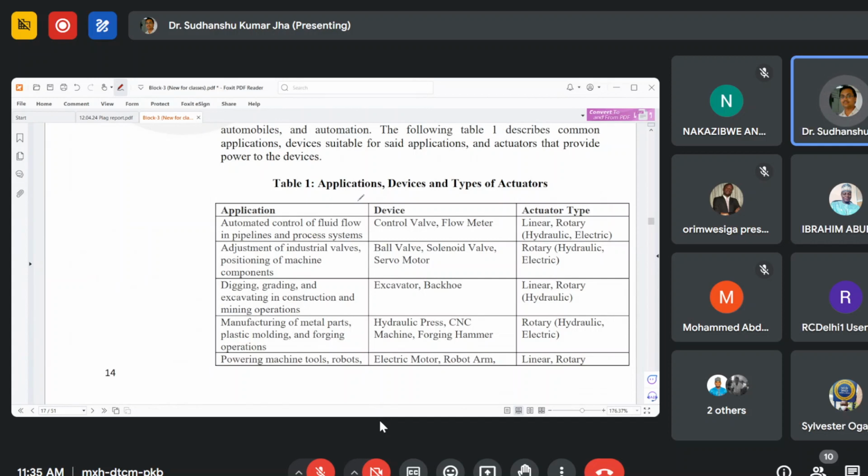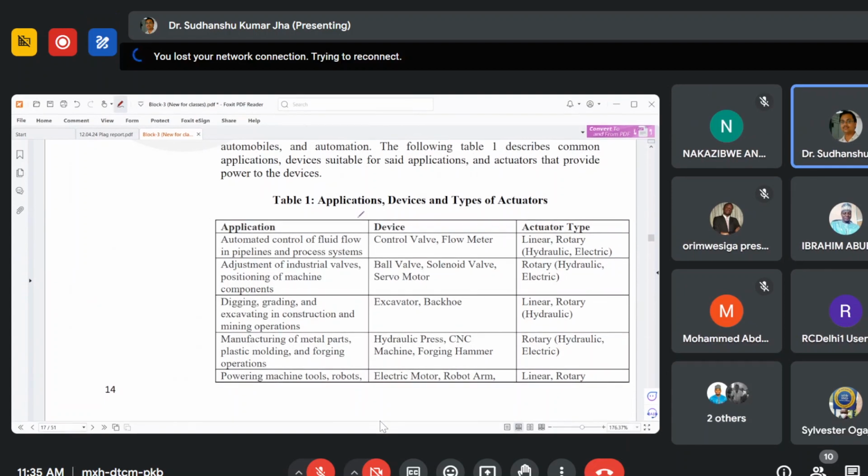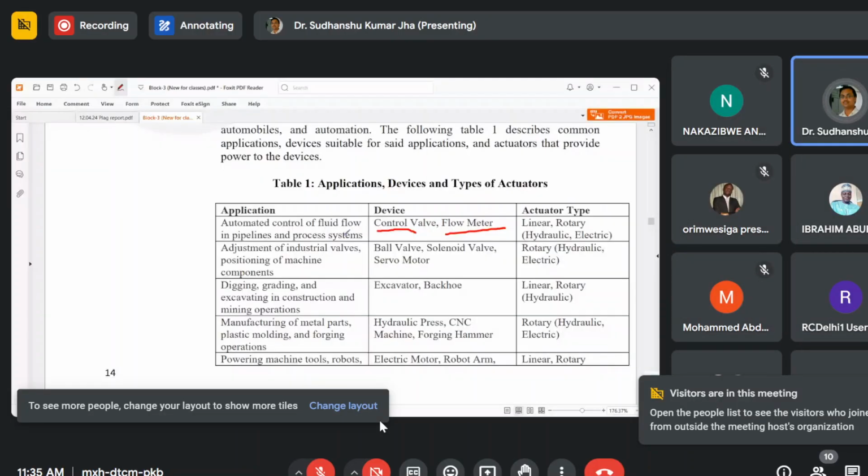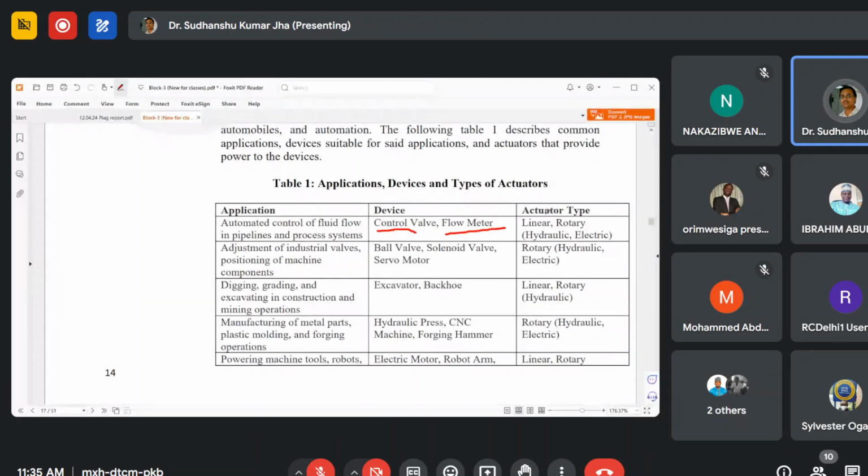we have various kinds of actuators for the pipeline or the process system. So we have control valve flow monitors. The actuator type is linear or rotary, maybe anything. Adjustment of industrial valve positioning and machine components. So you can easily understand, you can see here that there are a lot of application areas.